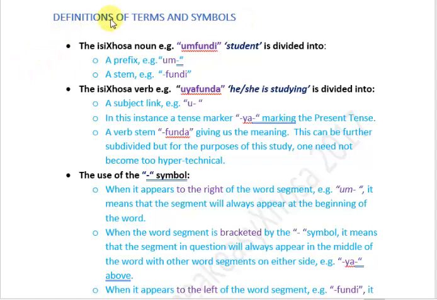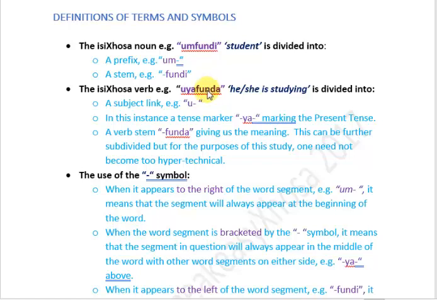Let us look at some common terms and symbols. A typical isiXhosa noun, for example, umfundi, meaning student, is divided into a prefix, um, and fundi, a stem. The um means singular, and the fundi gives us the meaning student, so one student. A typical isiXhosa verb, and here we are just using the example uyafunda, he or she is studying, is divided into a subject link, namely u, and in this case a tense marker ya. This tells us that this sentence is in the present tense, and funda, that is what is being done.